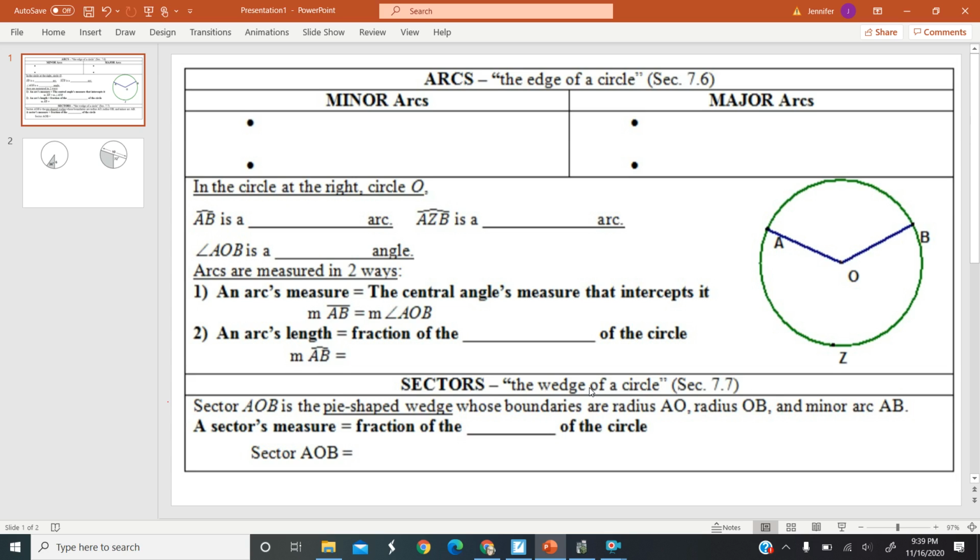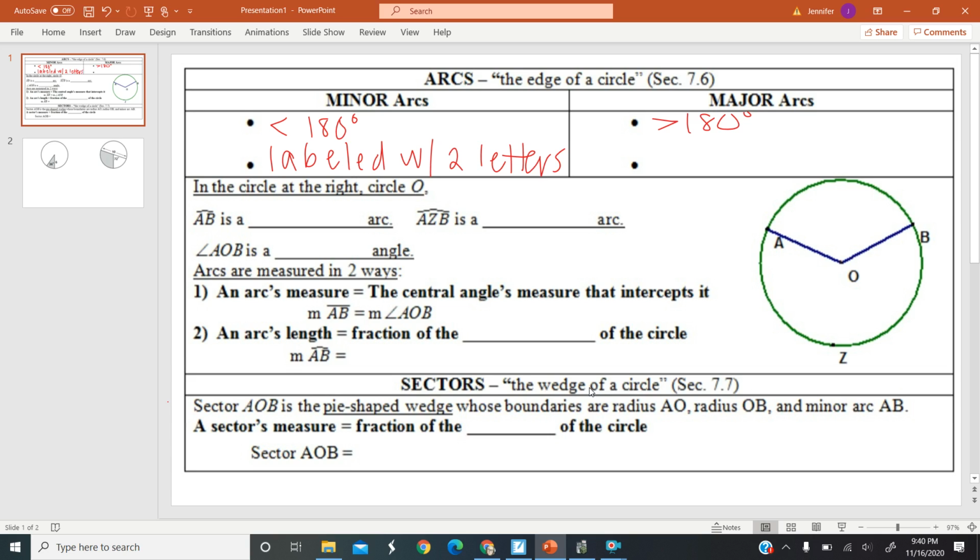There are going to be major arcs and minor arcs. A minor arc is less than half the circle, so it's going to be less than 180 degrees. And a major arc is going to be more than half the circle, so it's greater than 180 degrees. A minor arc is only labeled with two letters. So if you have minor arc AB, it's just the outside distance around the circle from point A to point B, labeled with two letters.